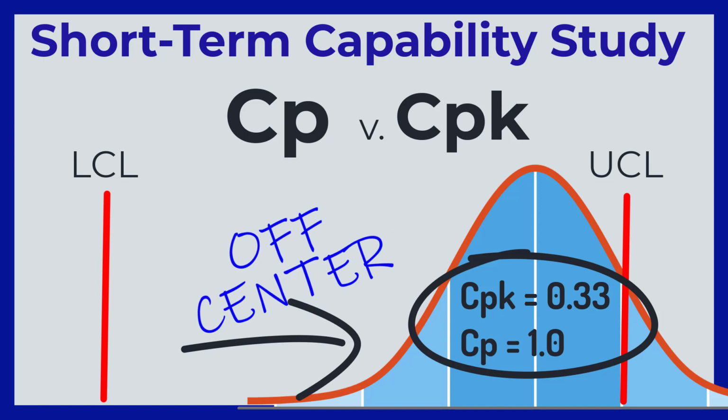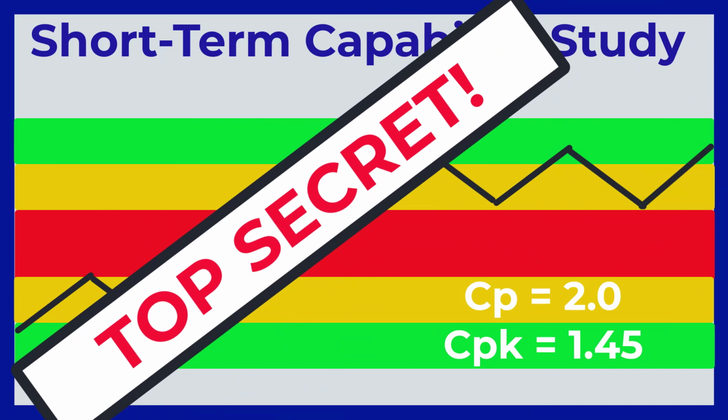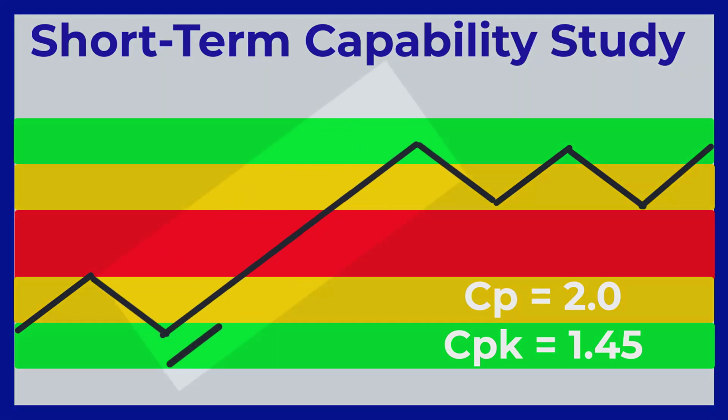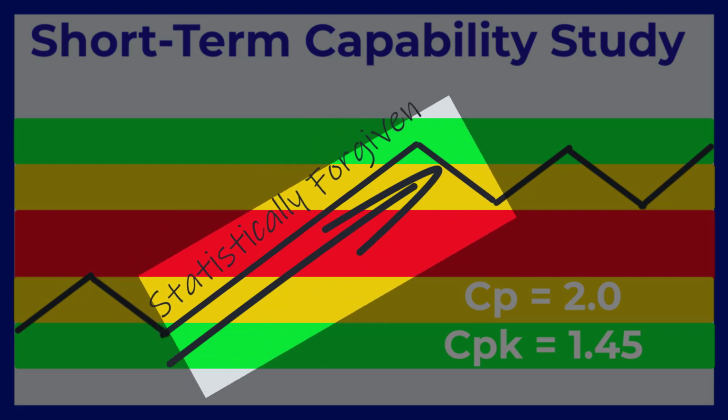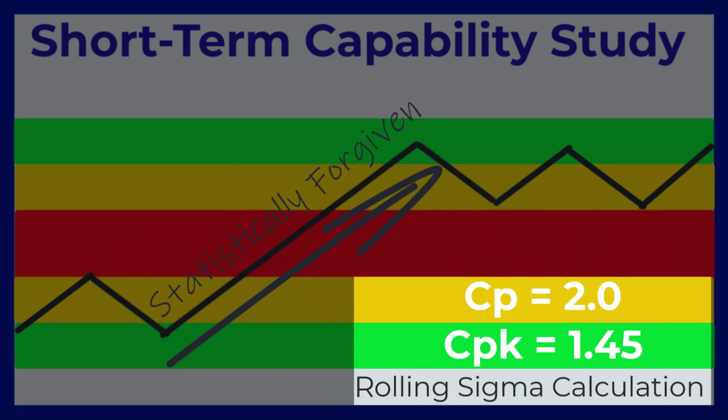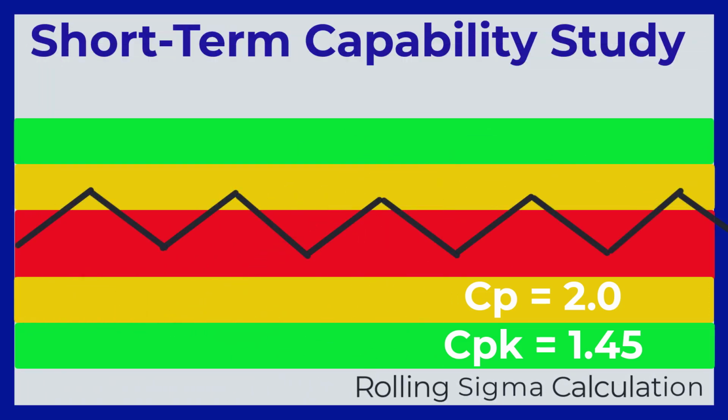An interesting fact that many people don't know about CP and CPK is that the calculations provide a certain level of statistical forgiveness. You see, CP and CPK use a rolling format in their calculation of standard deviation, and this method of calculation removes the negative impact of process shifts from your capability results.